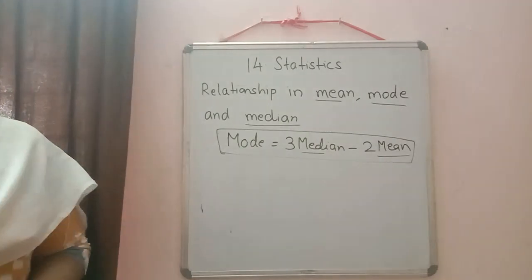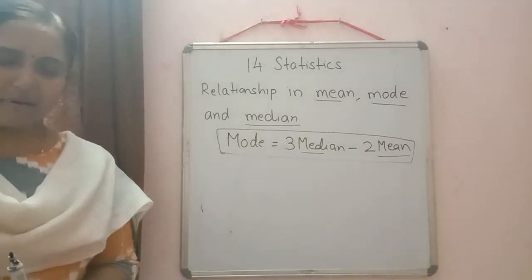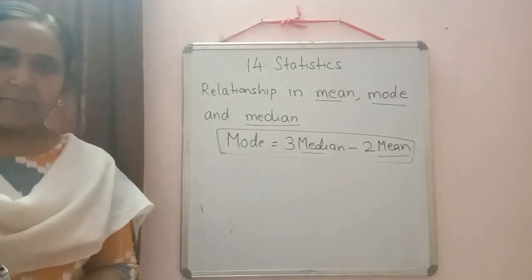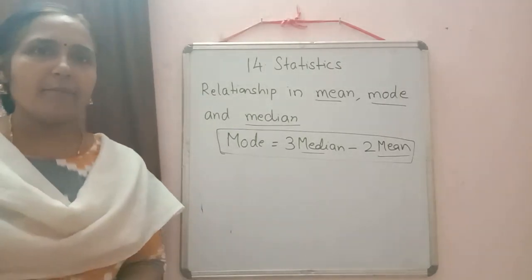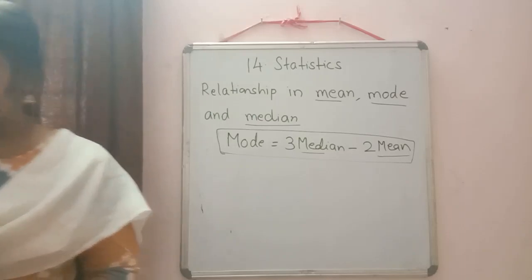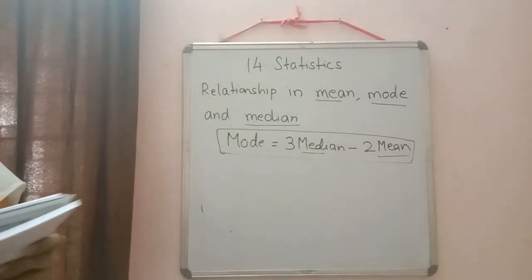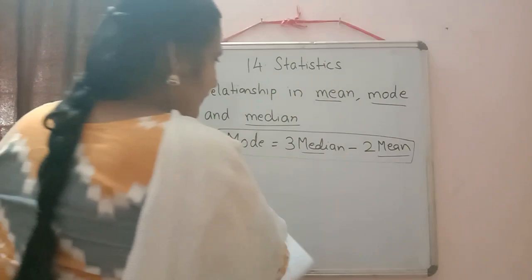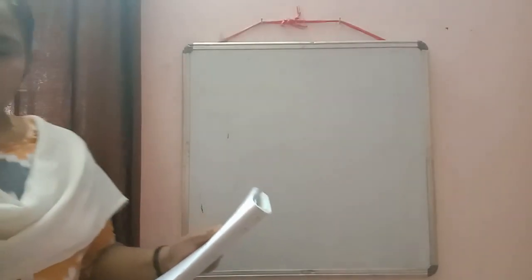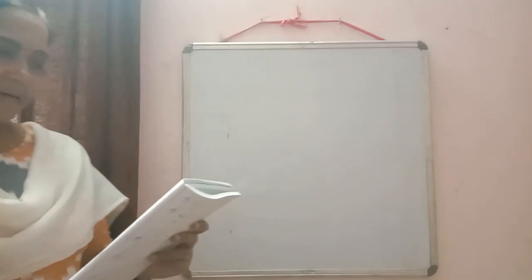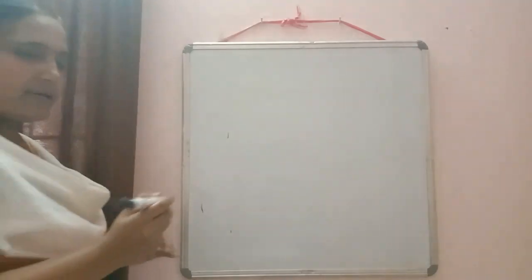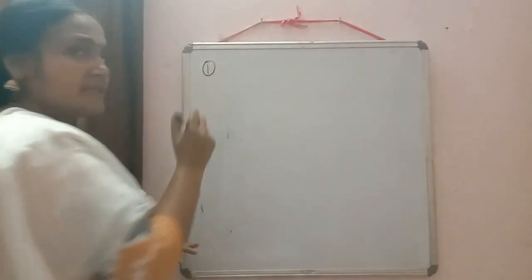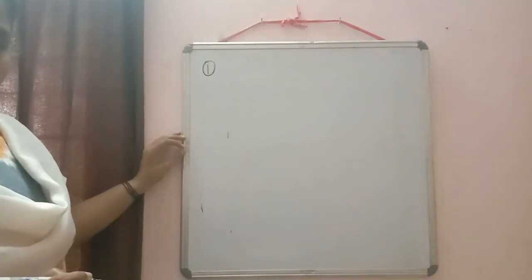In some cases, mode and median will be given, and it can be asked to find the mean. So you should know the relationship between mean, mode and median. Written? Okay. Now we will solve some questions. All of you write down the first question. Find the arithmetic mean of first n odd natural numbers. Find the arithmetic mean of first n odd natural numbers.